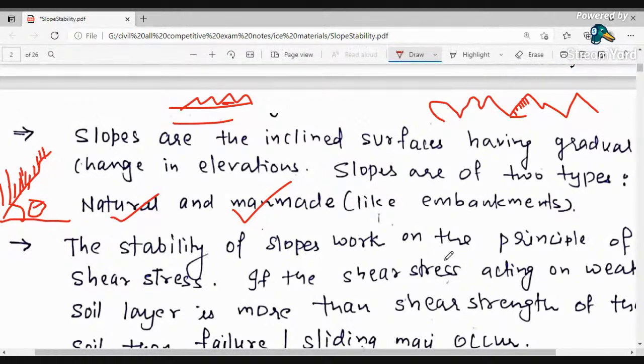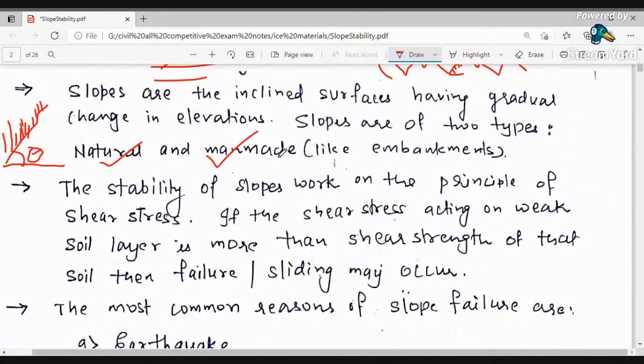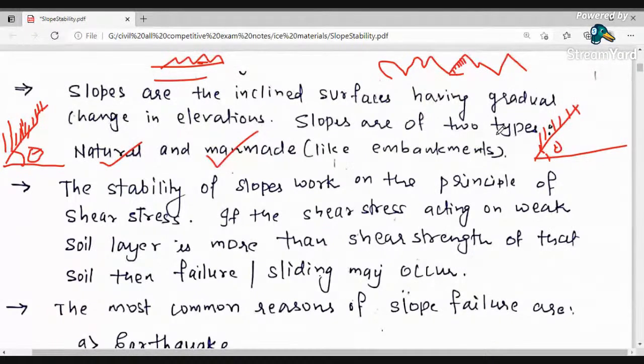The stability of a slope works on the principle of shear stress. So how the slope will be stable, that is important. So how can we know whether the slope is stable or not? Suppose the angle is theta and we have some particular slope or embankment here. So how do we know whether the slope is stable or not? For that we basically need the shear strength parameters of the soil. Depending on those, we can say whether the slope is stable or unstable. So whether it will be unstable or stable, we basically find out from the shear strength and shear stress.